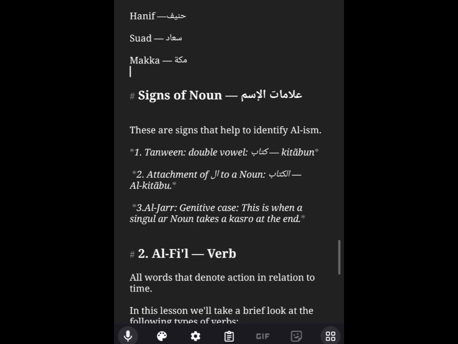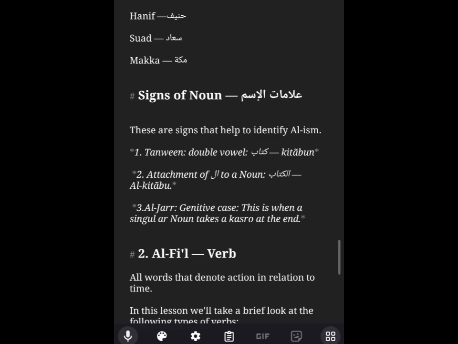When a word carries tanween, you have no doubt whatsoever that this word is a noun, al-ism. For example, kitabun, masjidun, maktabun, and so on and so forth. So these are nouns; with these signs, nouns are identified. Is that taken? Now let's go to number 2.